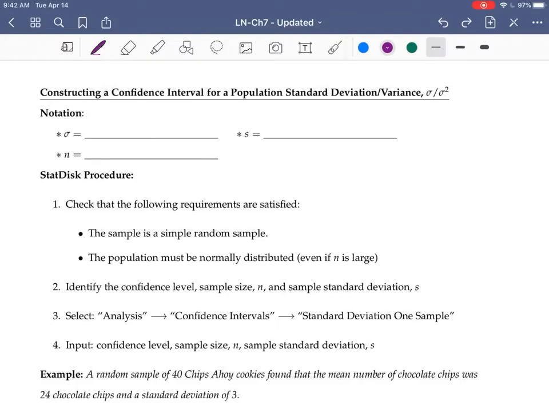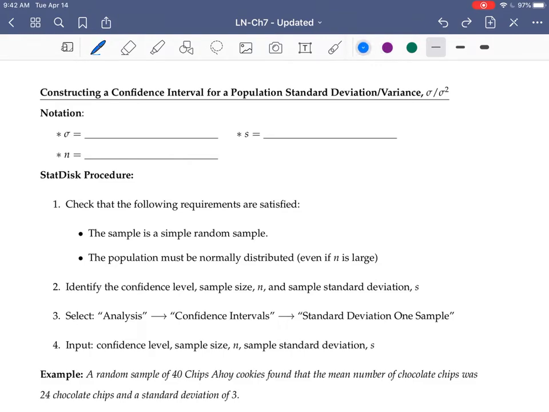In this video, we're going to look at how we actually construct a confidence interval for a population standard deviation or for a population variance, for those values of sigma or sigma squared respectively. So let's remember notationally some things that will be important here.